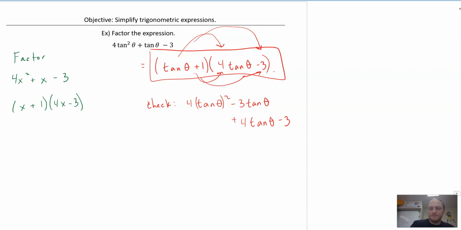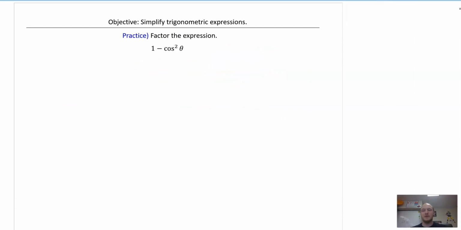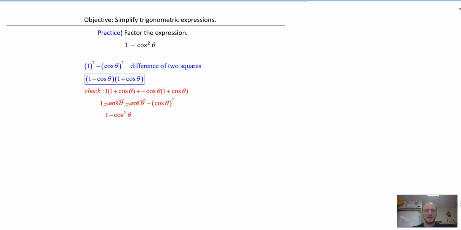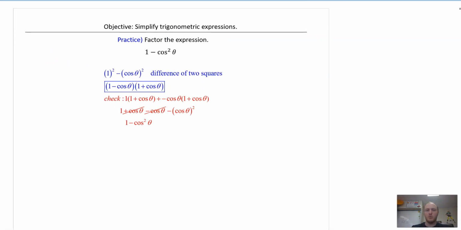All right, here is a practice example. Please go ahead, pause the video, and try this one. I hope you saw difference of squares. Here is the solution: 1 minus cosine theta times 1 plus cosine theta.